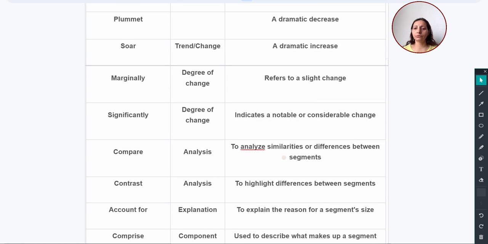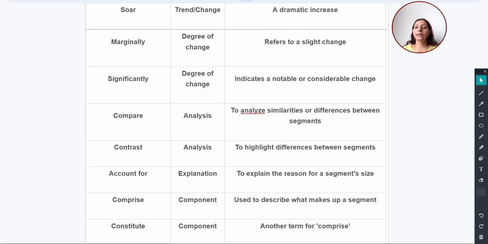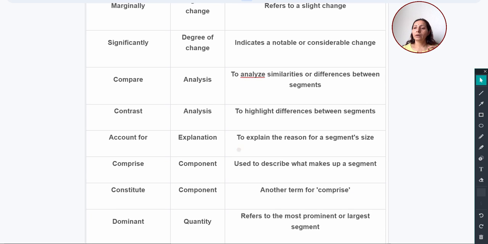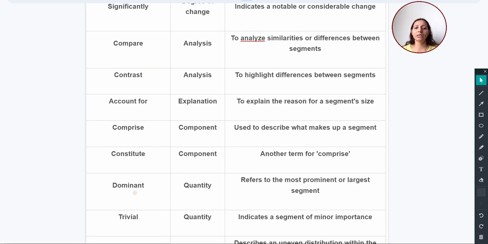Compare: of course, you have to compare the pie charts in task one. In contrast highlights differences. Compare means analyzing or bringing out similarities between two things, and contrast is highlighting the differences between two segments, two pie charts or two groups. Account for: when you have to give a proper percentage or proper data, you can use the verb accounted for when it is in past tense. Comprised of, constitute of, dominant, trivial.